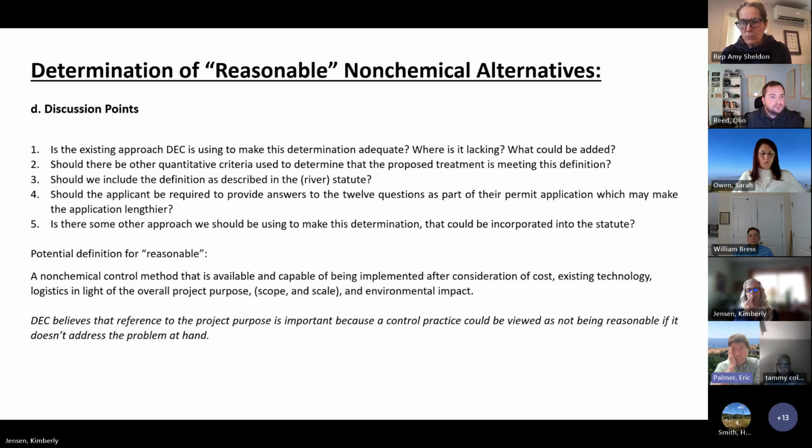Just one other thought as we discuss this: one of the challenges we talked about in the pre-rulemaking work group was the scope of what's being proposed. I'm not sure exactly how to capture that, but I think that question of reasonable alternatives is also somewhat scale dependent. Certainly for those non-chemical options, scope and scale are really the determining factor for using those non-chemical alternatives, and some of them are costly. So we tried to capture that in the draft report as well, looking at the scope and scale of each project or practice.